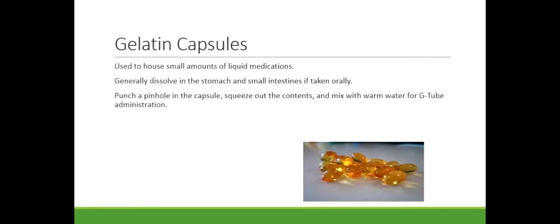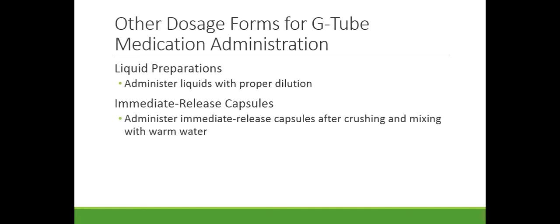Gelatin capsules are used to house small amounts of liquid medications. They generally dissolve in the stomach and small intestines if taken orally. Punch a pinhole in the capsule, squeeze out the contents, and mix with warm water for G-tube administration. Other dosage forms for G-tube medication administration. Liquid preparations should always be administered with the proper dilution. Administer immediate release capsules after crushing and mixing with warm water.